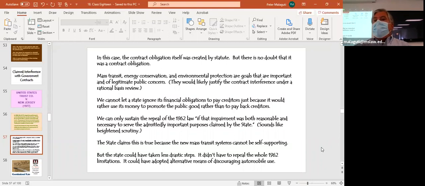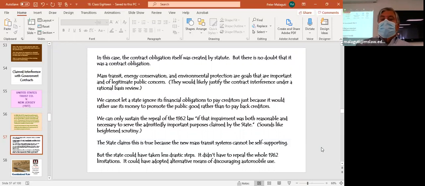Okay, these are perfectly valid goals: to want to support energy conservation, protect the environment, make sure people can still travel around while they're doing that. There's no doubting the legitimacy of these goals under the police power of these states. However, a state cannot ignore its financial obligations to pay creditors just because it would rather use the money to promote public good. And so the court strikes this down.